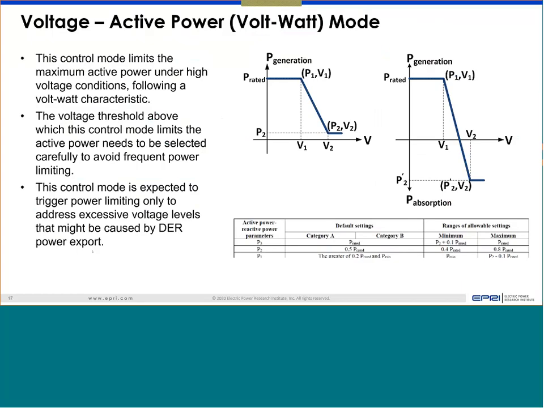Volt-watt we discussed before, so it's the same function. And again, you can see it's P rated, and from there you go down. P1 is the threshold. Those are defined here. The only additional thing to think about is what is happening here. For PV, this figure will be applicable because PV will be generation. There is nothing called absorption for PV. But if it's energy storage, if this side is the generation, the opposite is the absorption.